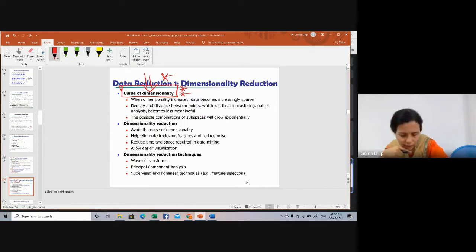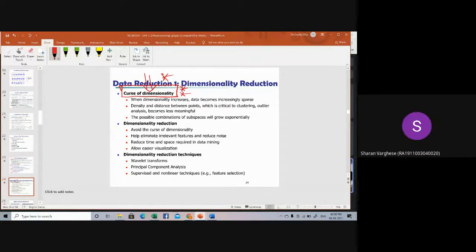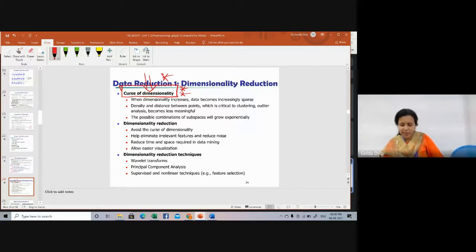Sharon Varghese, are you still there in class? Yes, ma'am. Do you know what this curse of dimensionality is all about? Or do you feel like cursing me for asking the question? What is curse of dimensionality all about? Somebody who knows can tell me, because I have already told this. Or when will this curse of dimensionality come into picture? Nobody wants to tell.